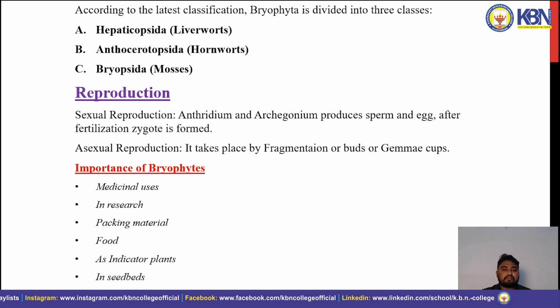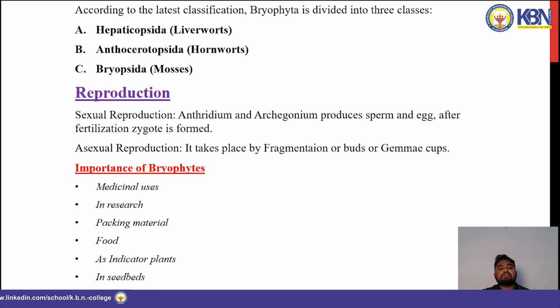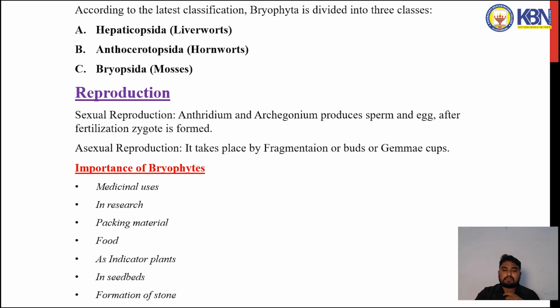Reproduction in bryophytes includes sexual reproduction and asexual reproduction. In sexual reproduction, the antheridium is the male sex organ and the archegonium is the female sex organ. They produce sperm and egg. After fertilization, a zygote is formed. Asexual reproduction takes place by fragmentation, buds or gemma cups. Fragmentation is the breaking of the stem into small pieces. Each small piece grows into a full plant.